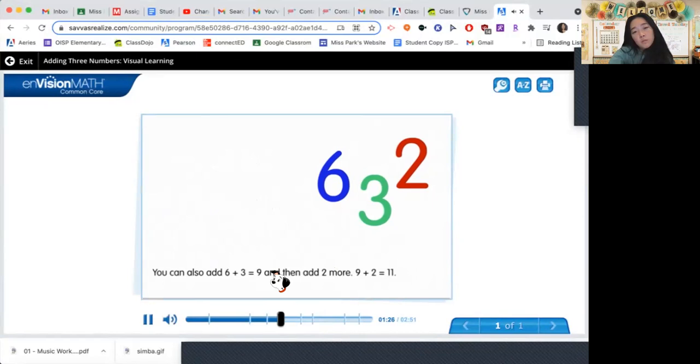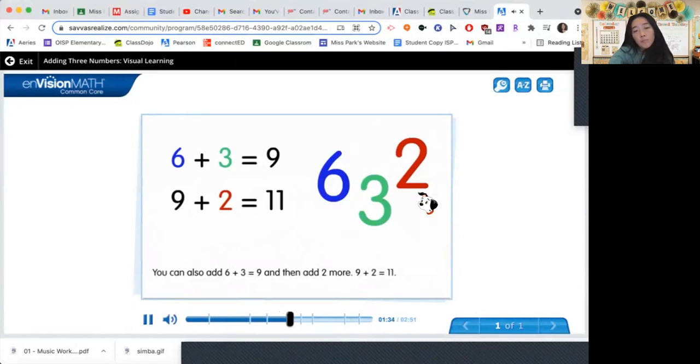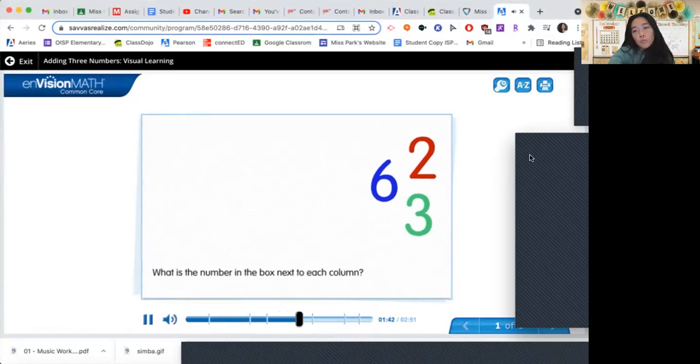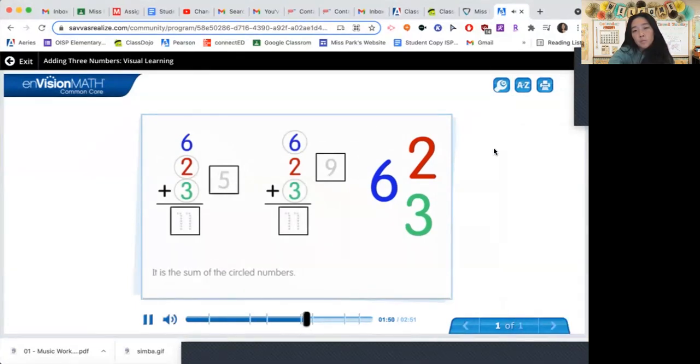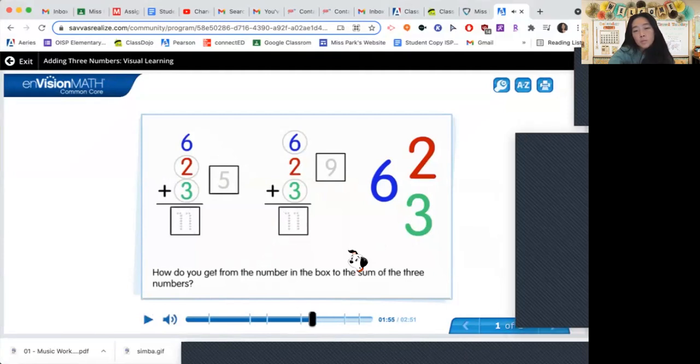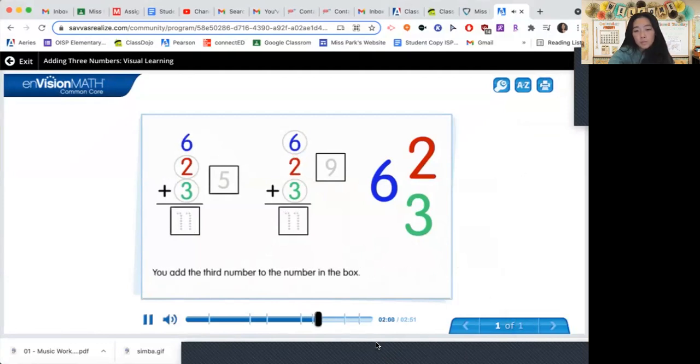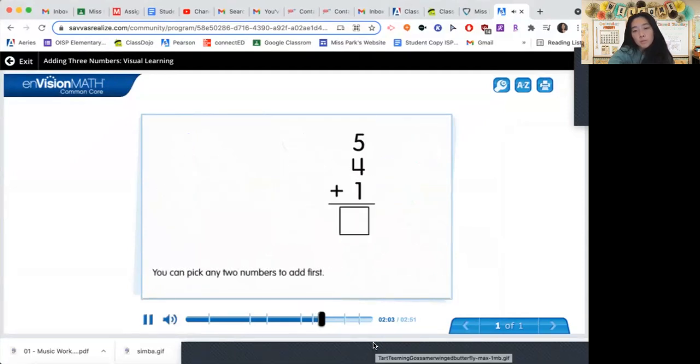You can also add 6 plus 3 equals 9, and then add 2 more. 9 plus 2 equals 11. You can add in any order and get the same sum. What is the number in the box next to each column? It is the sum of the circled numbers. How do you get from the number in the box to the sum of the three numbers? You add the third number to the number in the box. You can pick any two numbers to add first.